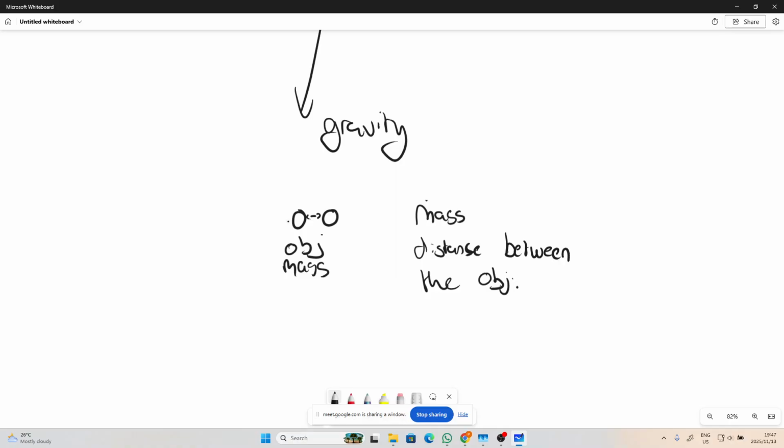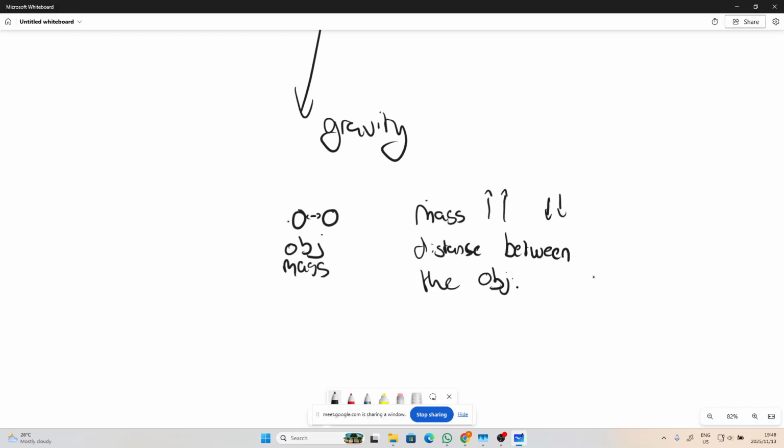Think of Earth. Earth's mass is so much greater than ours, so of course Earth is going to pull us towards it. When we jump up, we will come back down to Earth, not the other way around. So mass is a big consideration. The more mass, the higher the gravity. The less mass, the less gravity.